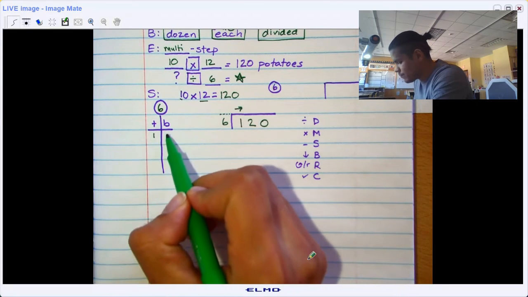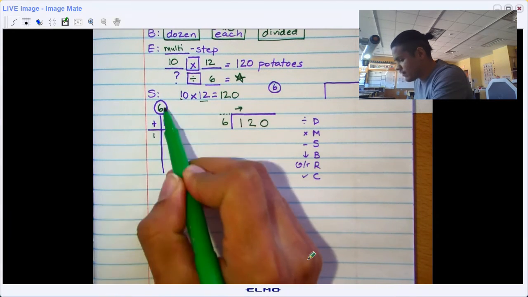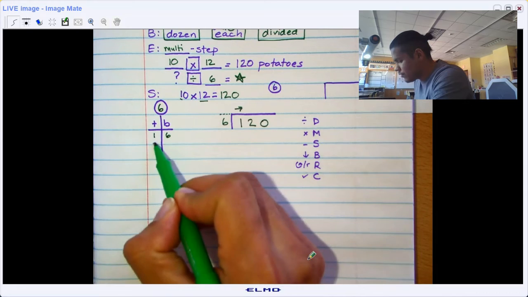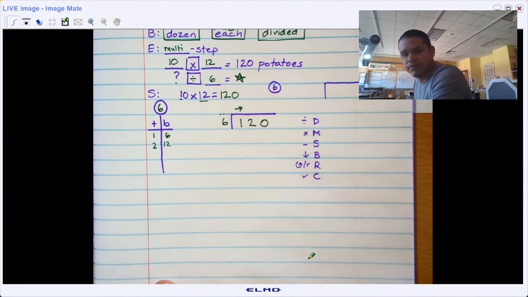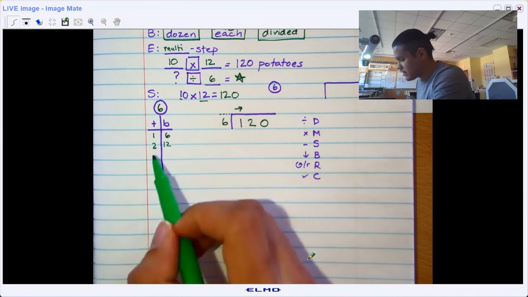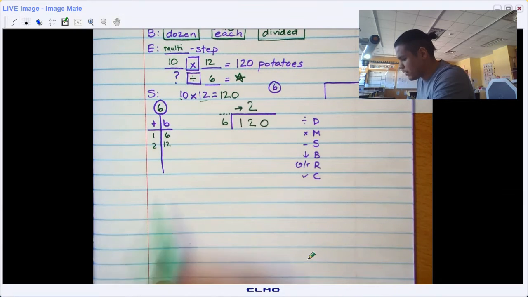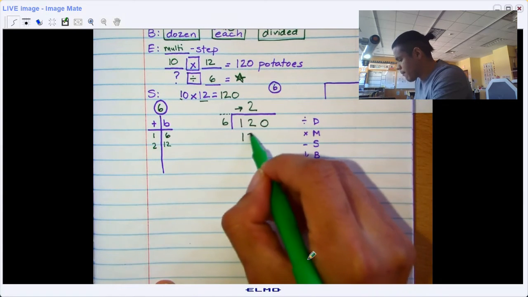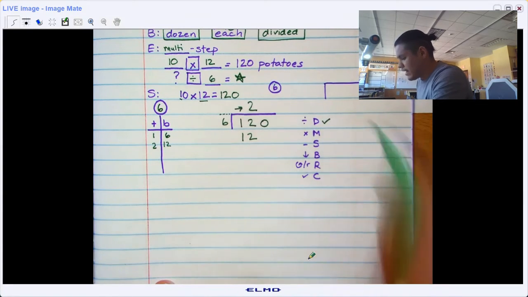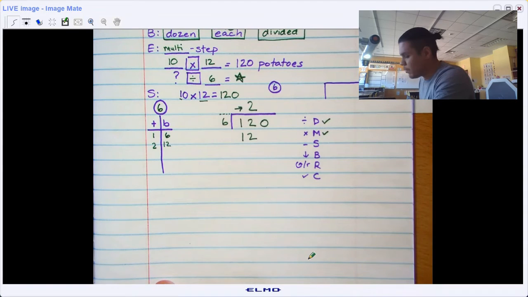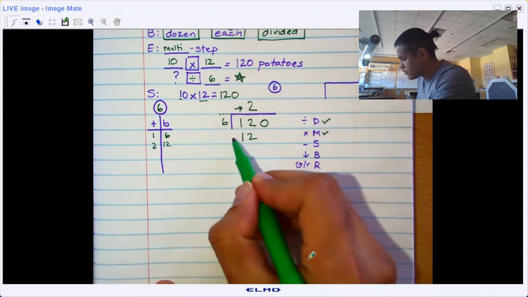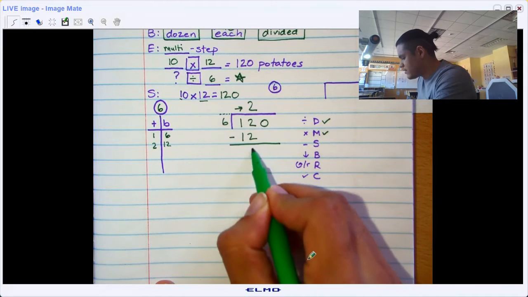So 1 times 6 is 6. Remember that 6 divided by 6 is 1. 2 times 6 is 12. Oh, perfect. 12 divided by 6 is 2. So what goes on top? My 2 goes right there. What goes on bottom? My 12. Okay. I divided and I multiplied. That's what my top and my bottom chart helps me with. Okay. Now I need to subtract. So 12 minus 12 is 0.